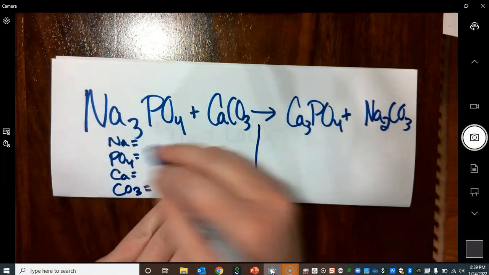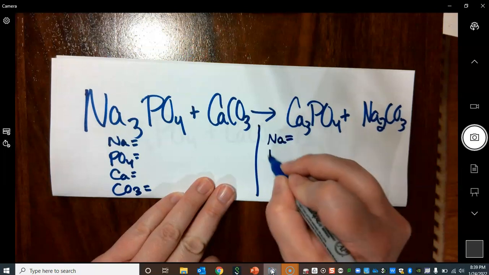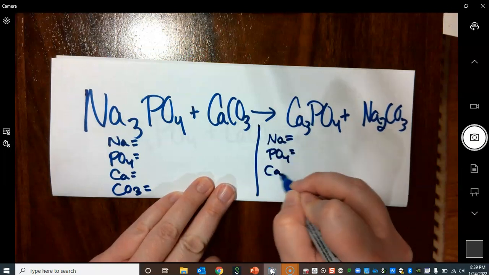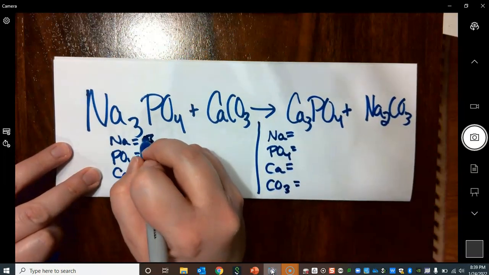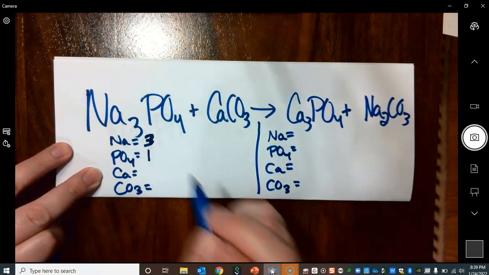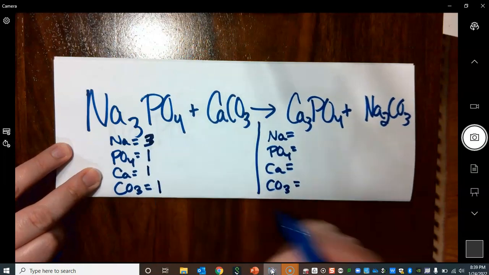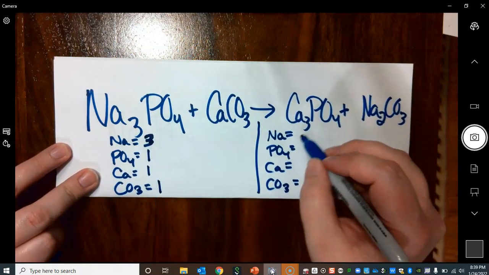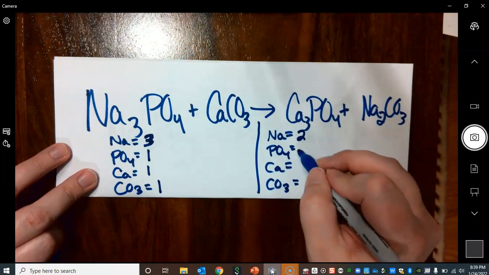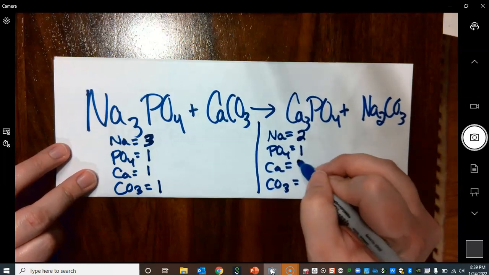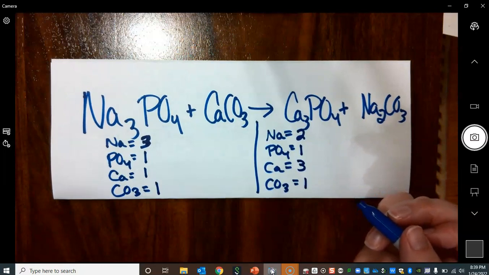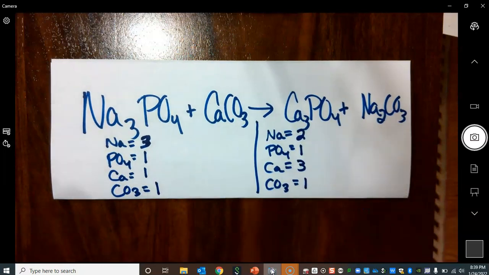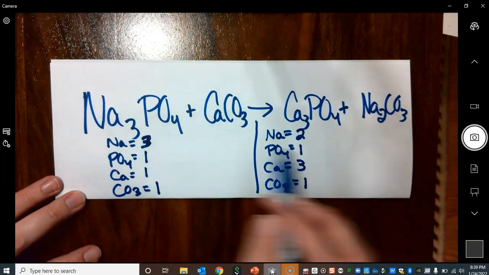Then on the right, I'm going to keep them in the same order. I have sodium, phosphate, calcium, and carbonate. So initially I have 3 sodiums, 1 phosphate, 1 calcium, and 1 carbonate. On the right, I initially have 2 sodiums, 1 phosphate, 3 calciums, and 1 carbonate. All right, so I'm going to start by balancing sodium.